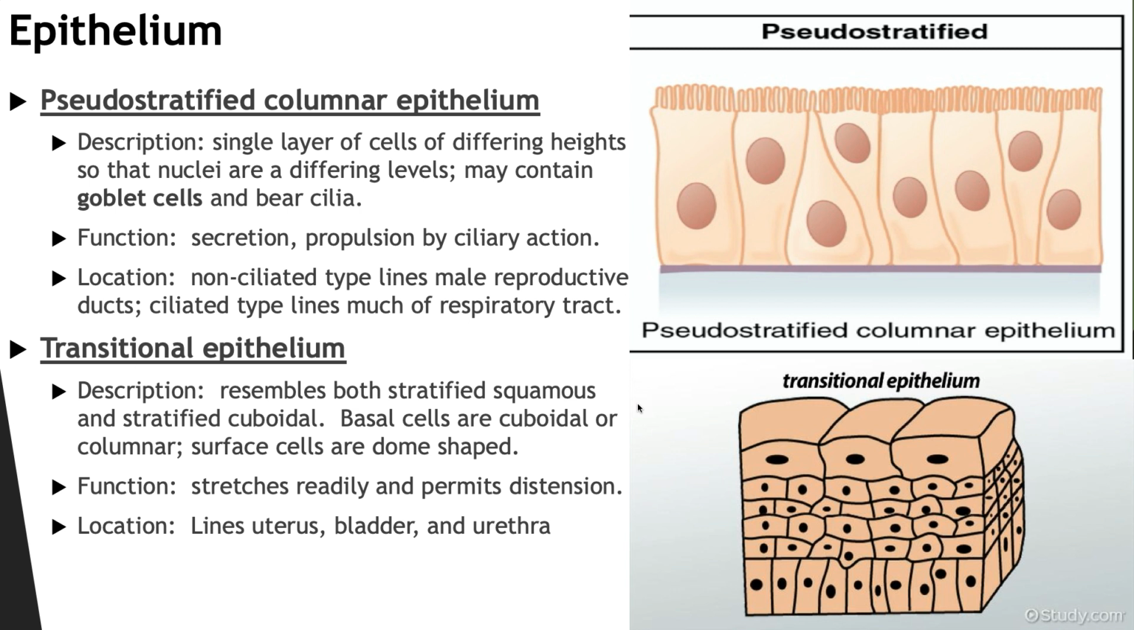A couple of these are pretty weird. You have pseudostratified columnar epithelium and then transitional epithelium. Transitional epithelium can be a little weird because it's really only seen in the uterus, the bladder, the urethra, in places that have to expand and contract relatively quickly and actually physically change their shape.